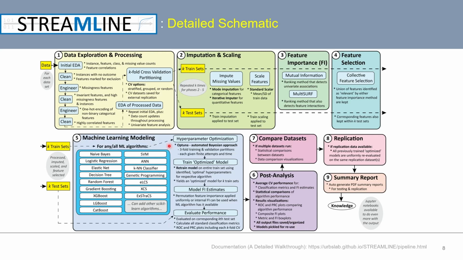Also of note, in phase 5, the hyperparameter optimization element will further partition training datasets into subsequent subtraining and validation sets, in order to conduct the automated hyperparameter sweep. And in phase 8, conducting replication analysis, any available replication datasets will be used for the first time. For the remainder of this video, we'll be walking through each phase, one at a time in greater depth, using the previously described obstructive sleep apnea analysis to provide examples of Streamline outputs.